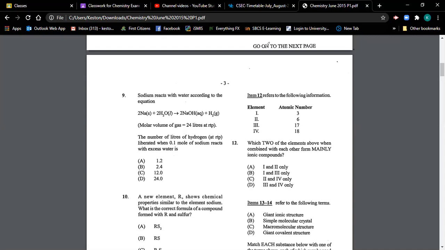Question 9: sodium reacts with water according to the equation. What is the number of liters of hydrogen gas liberated when 0.1 moles of sodium react with excess water? I'll wait for you to try that one for me.